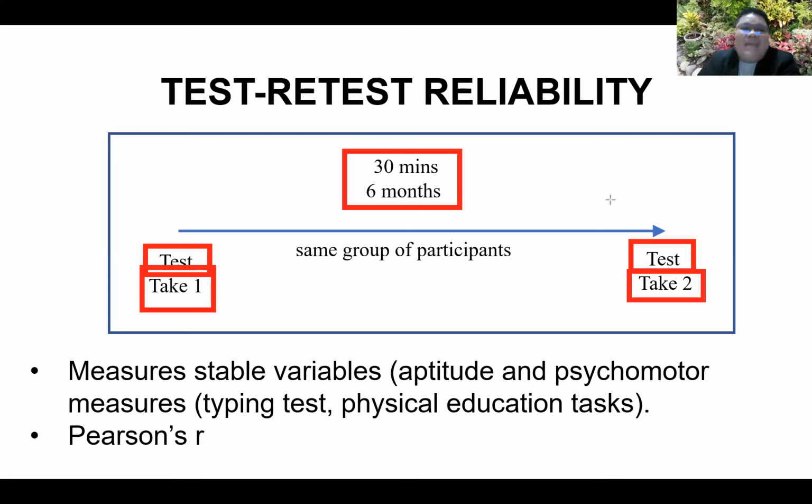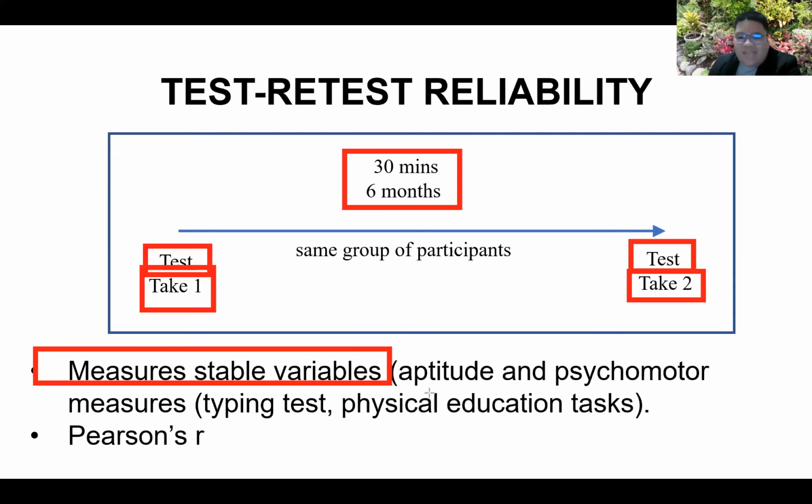Okay? The same test. Hindi lang type. The same test talaga. Kung ano yung item 1 to 10, yun din yung ibibigay mo after 30 minutes or even up to 6 months. Okay? The same items, the same instructions, the same choices, basically lahat the same. Okay? So class, from that, you will be able to measure the stable variables, such as the aptitude and then the psychomotor measures. Okay, so this is a very good example for aptitude and psychomotor measures. And examples of which are your typing test and your physical education task.